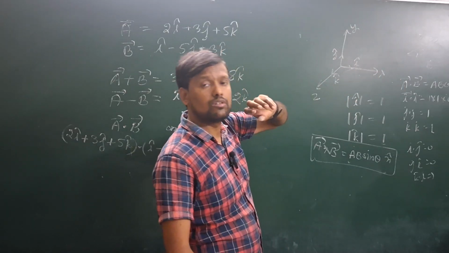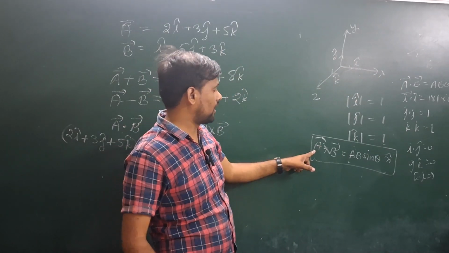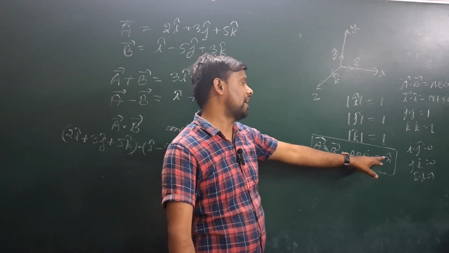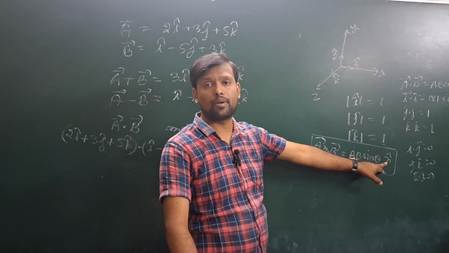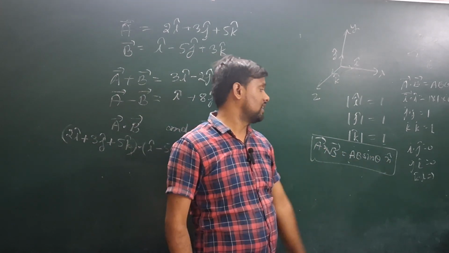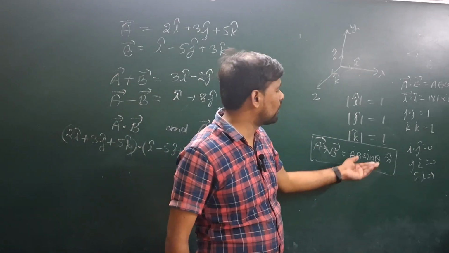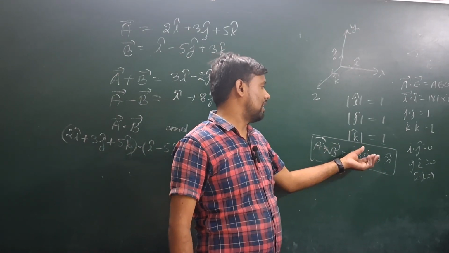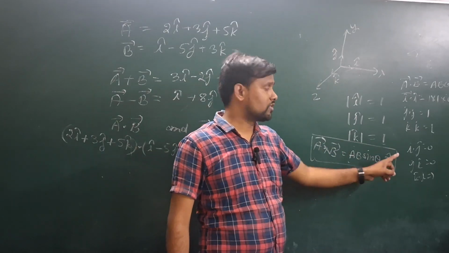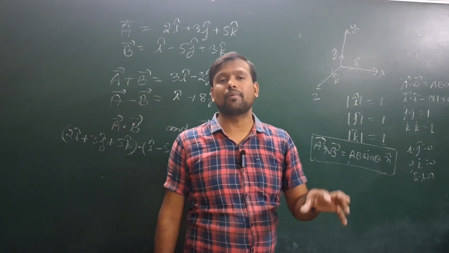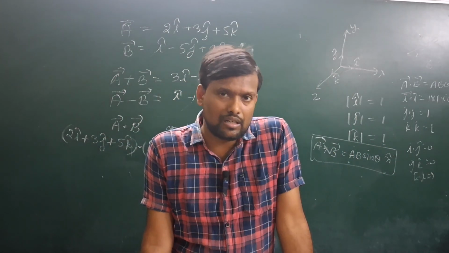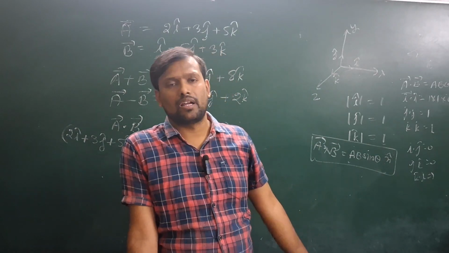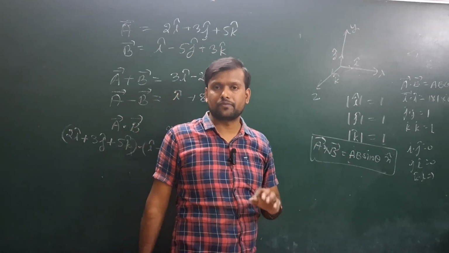If we want the vector product between A and B, we write AB sin theta n cap, where n cap represents the direction of the product, that is, the direction of the resultant vector. We can say n cap is the unit vector along the resultant vector.